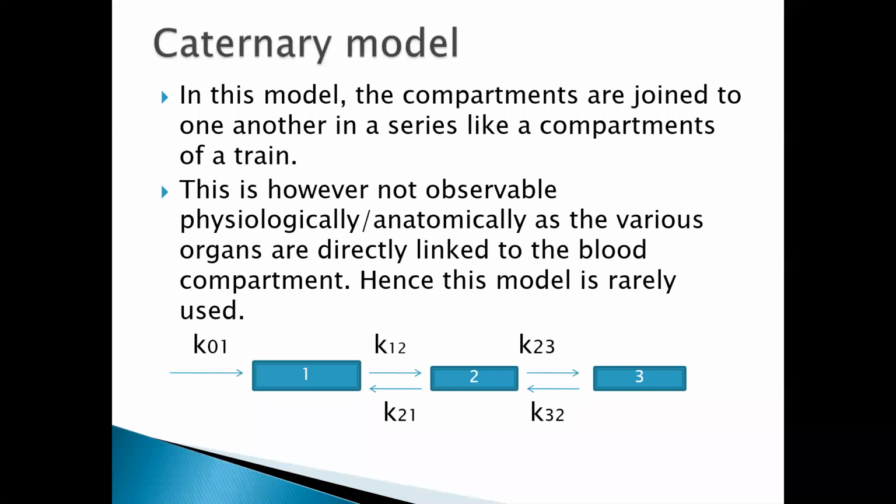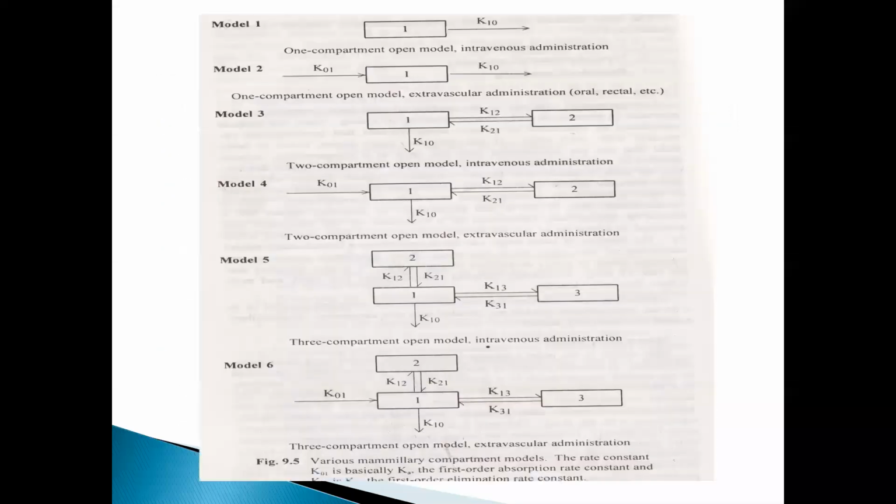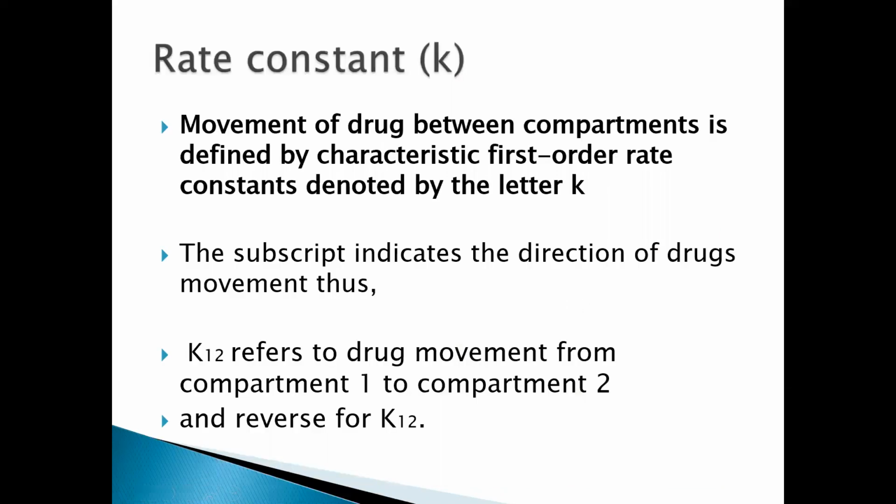So, we said that there are two types of models in compartment modeling. One is the mammillary model, the other is the catenary model. Till now we were discussing the mammillary model, where you are assuming that there is a central compartment and the other compartments are around the central compartment. They may be parallel to one another, like the planet with satellites around it.